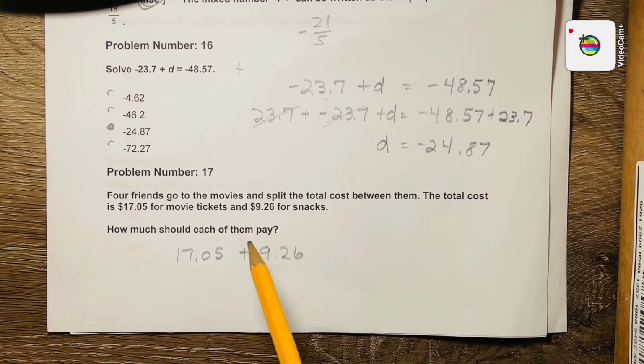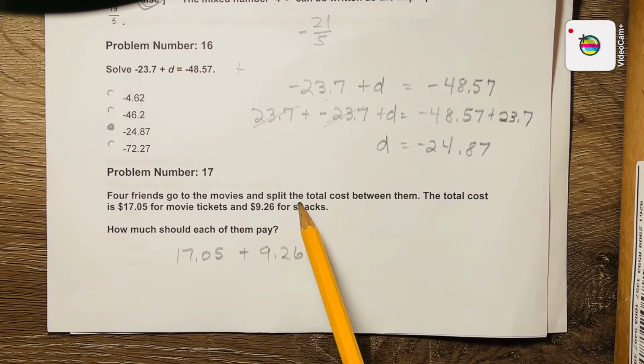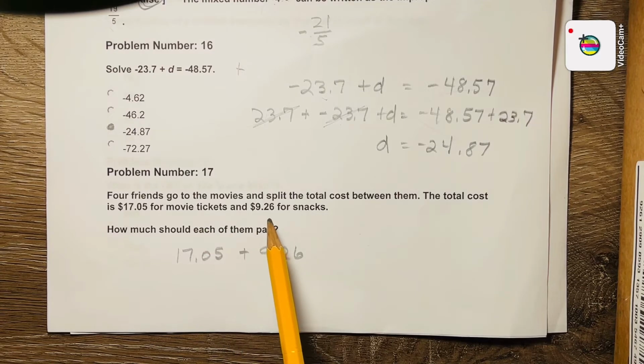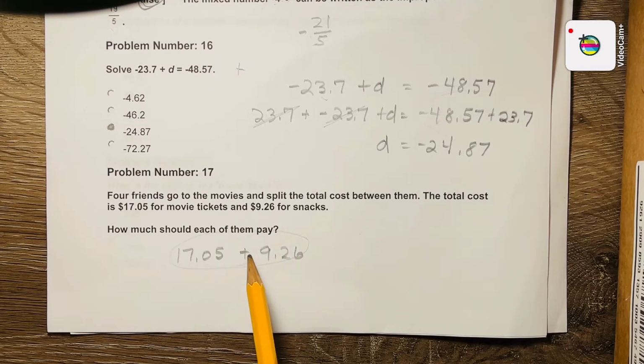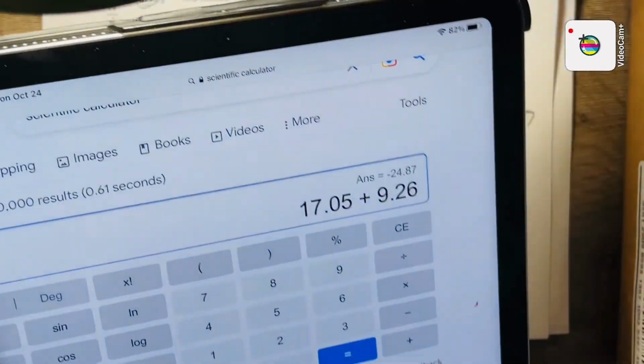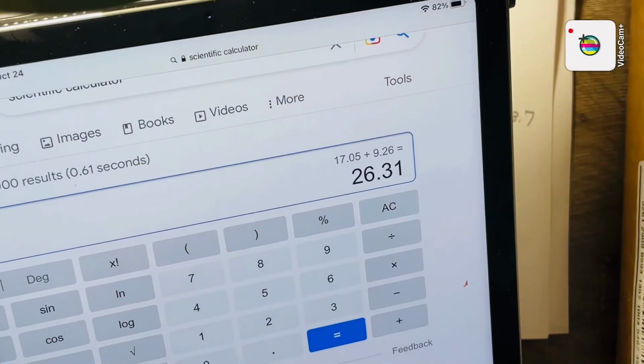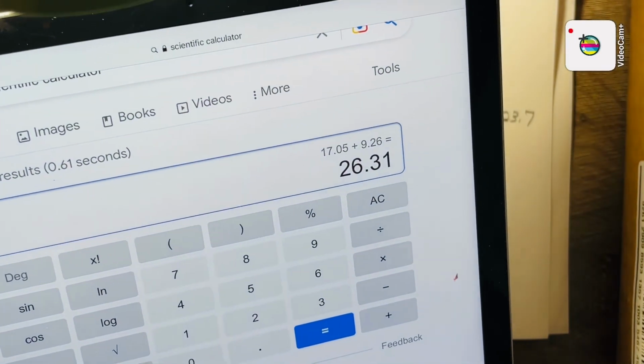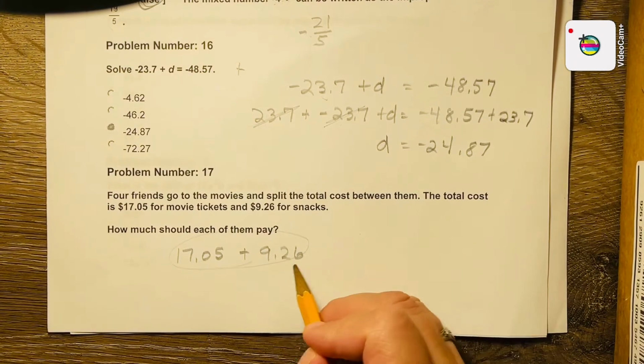Okay, problem number 17. 4 friends go to the movies. They split the total cost between them. The total cost is $17.05 for the tickets and $9.26 for the snacks. How much should each of them pay? First step, you're going to want to add the total cost, right? That's a smart thing to do. So total, they spent $26.31 that night.